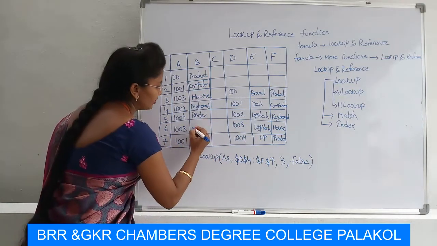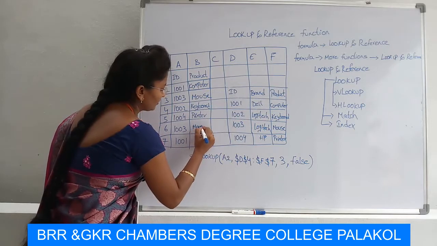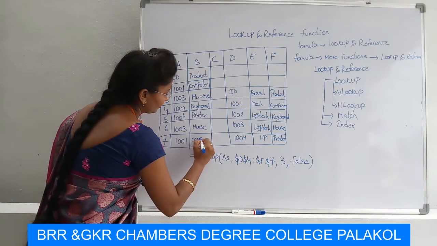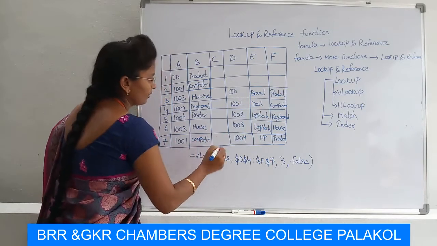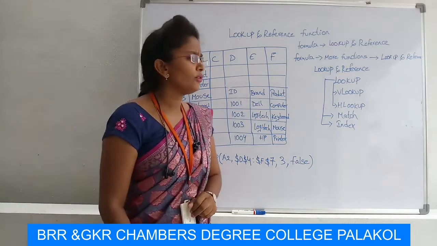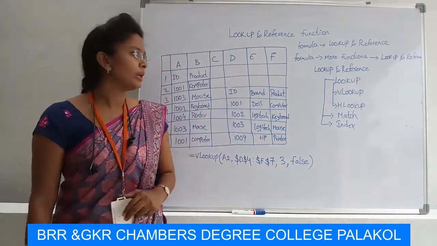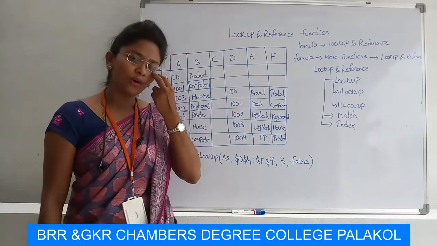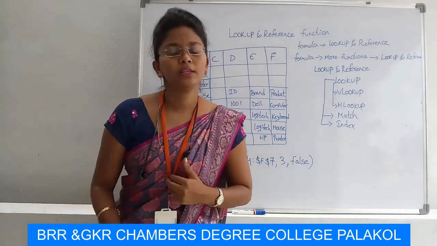And 1003 is mouse. 1001 is a computer. This is the way to enter the vertical lookup formula in the Excel sheet to see the data or product name in the Excel sheet.